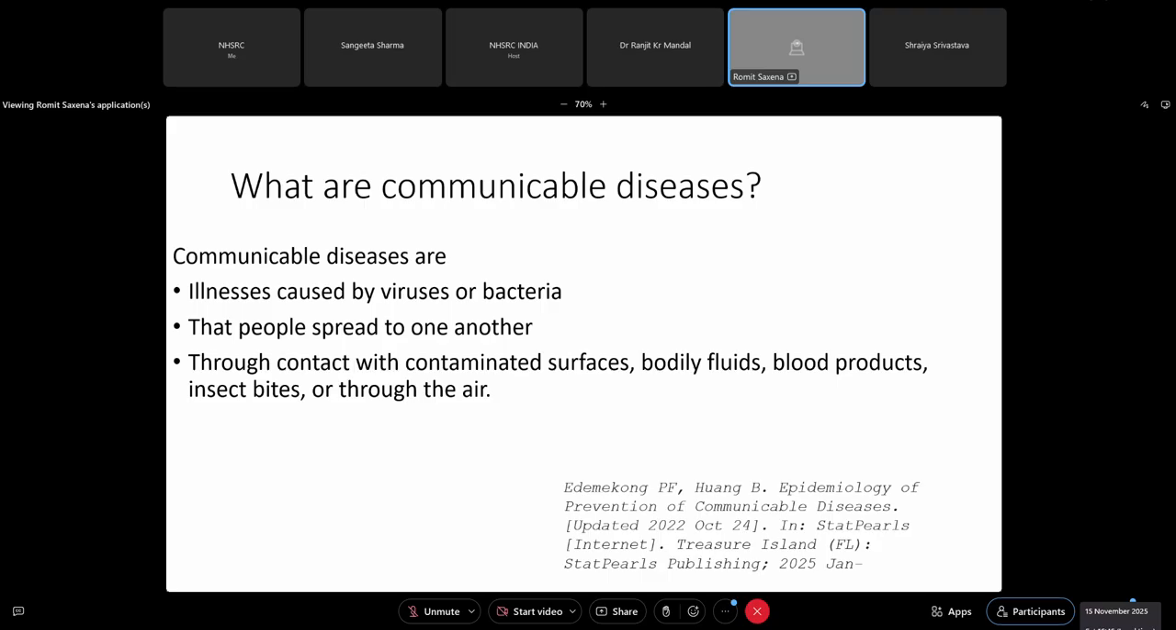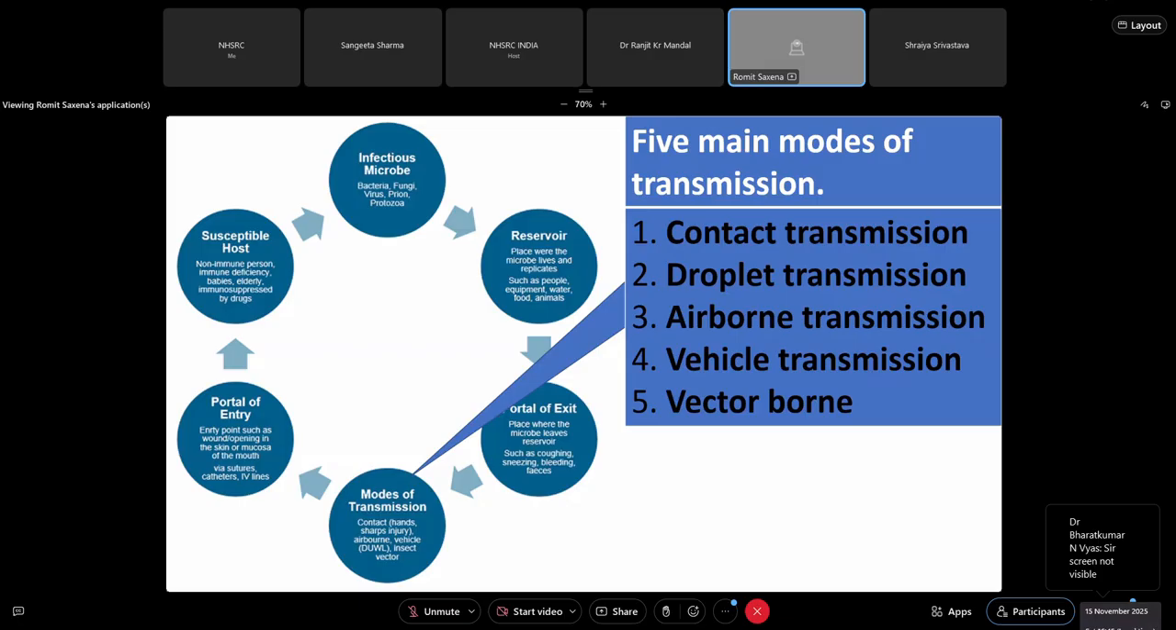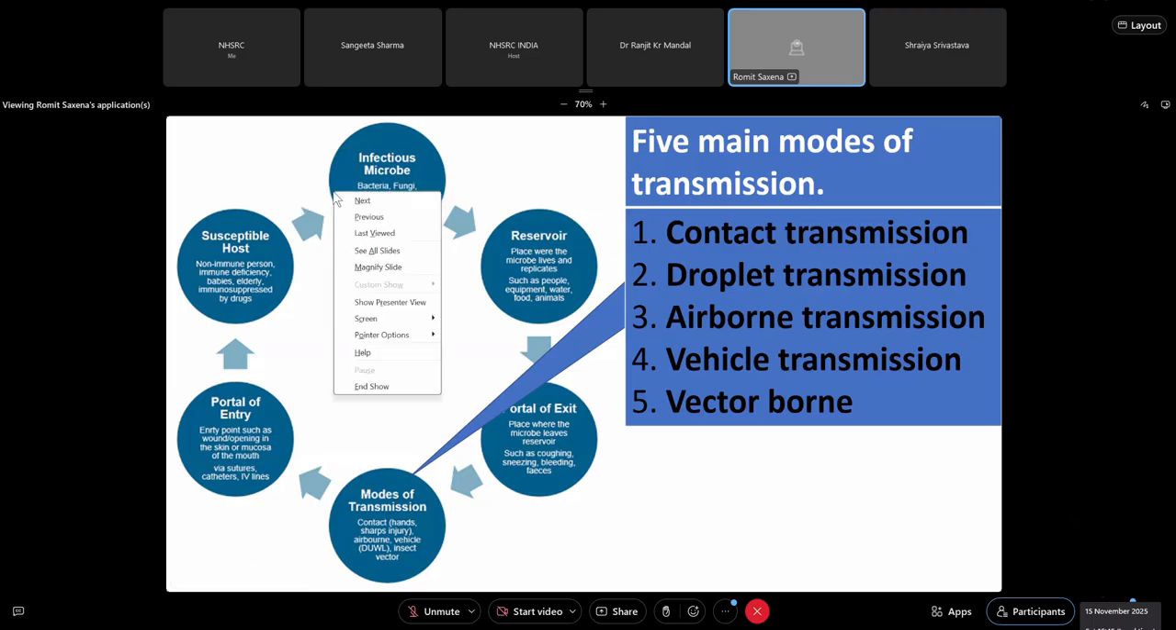So what exactly are they? They are diseases which can be because of any etiological agents, which can be spread from one person to another, and they can be spread through any means, be it contaminated surfaces, fluids, blood products, air, fomites, through any means. So it is transmissible. What it understands is that there exists something called a transmission cycle, wherein a microbe, which might be a bacteria, a protozoan, or maybe anything, stays somewhere in the environment, which is the reservoir.